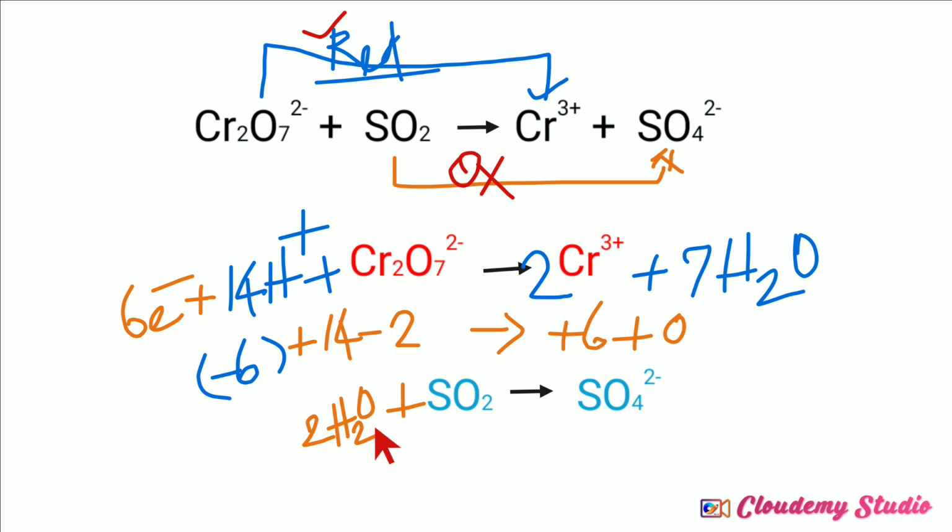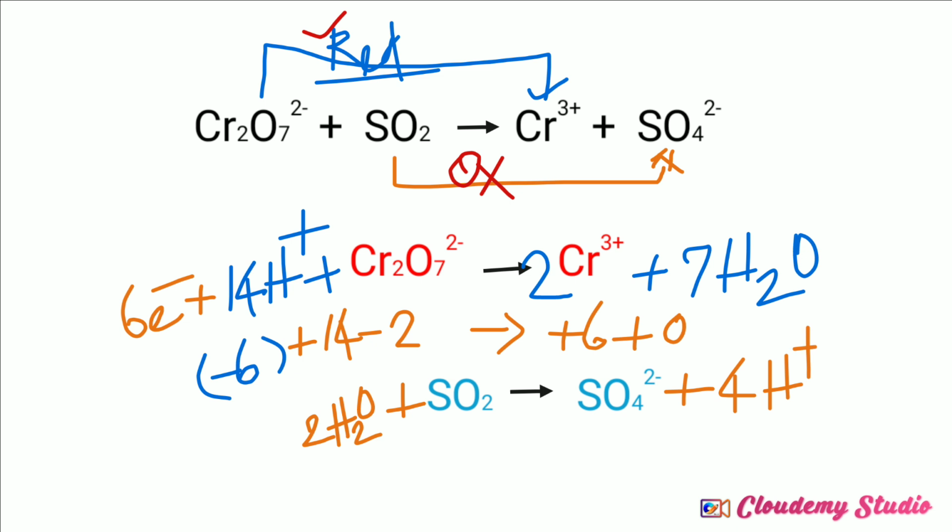Now the left hand side has 2 times 2, 4 hydrogen atoms, but the right hand side has no hydrogen atoms. So we need to write 4 hydrogen ions on the right hand side in order to balance the hydrogen atoms.